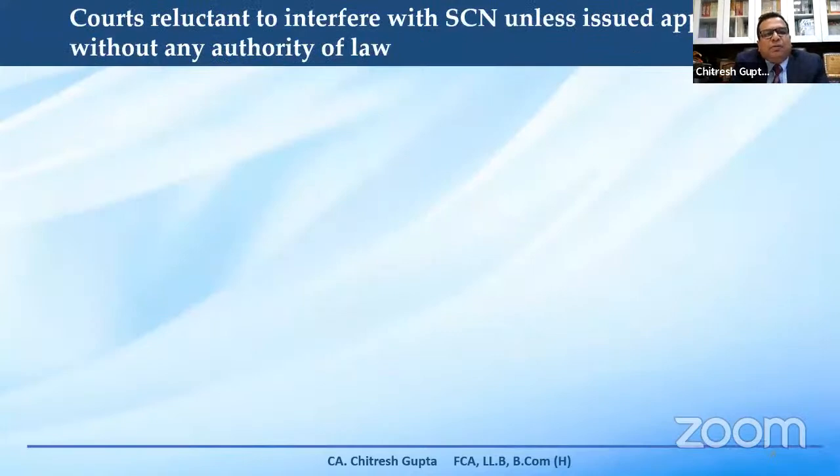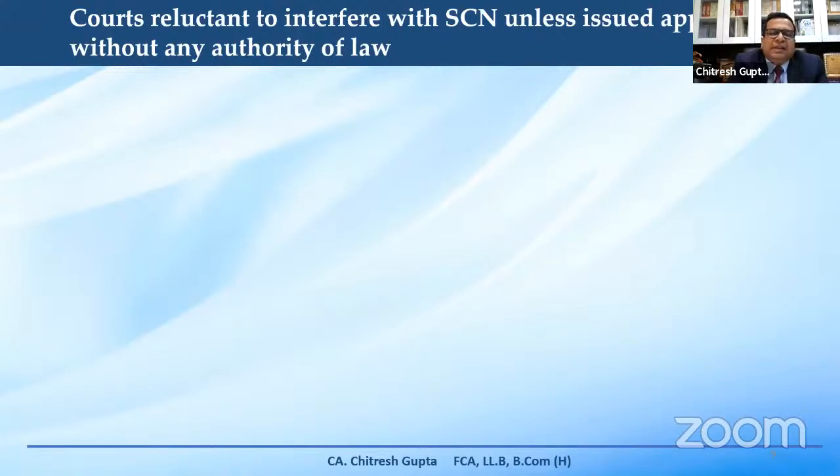Another is: court is reluctant to interfere with the SCN unless issued apparently without any authority of law. There may be a case that you as a taxpayer receive some SCN from the department and you are of the view that since a specific reason has not been given, or there is some other issue in the notice, let's file a writ petition to the High Court and get the show cause notice quashed. So whether it is possible for you to challenge the show cause notice directly in the High Court or Supreme Court without any adjudication being done against that show cause notice, that is the question.